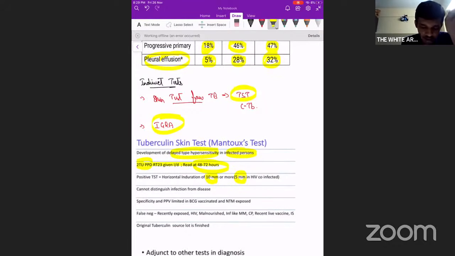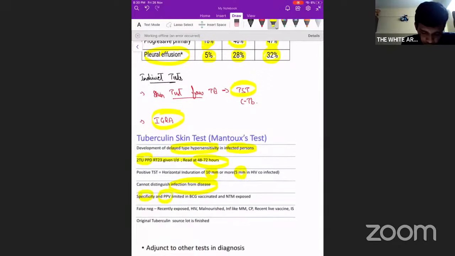The only problem with this is that it cannot distinguish infection from disease. Whichever child is immunized with BCG, or exposed to tuberculosis and infected, will end up testing positive because they would have had primary complex formation. So there will be a delayed type of hypersensitivity reaction, correct? So it cannot differentiate infection from disease. That is one of the drawbacks, and that is why it is just one of the indirect evidences and not direct evidence.